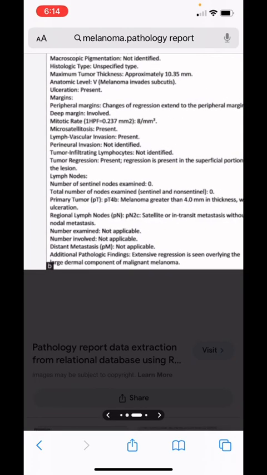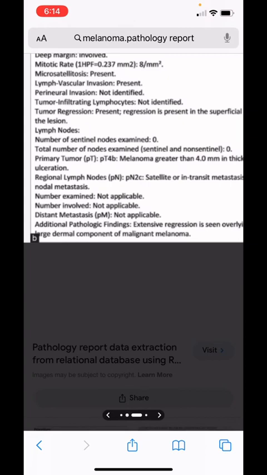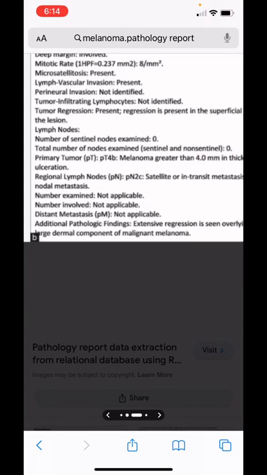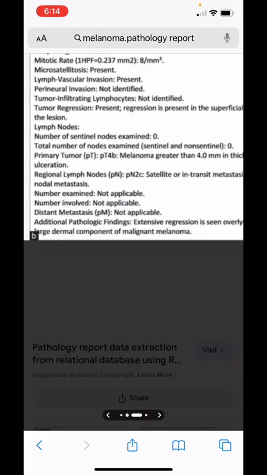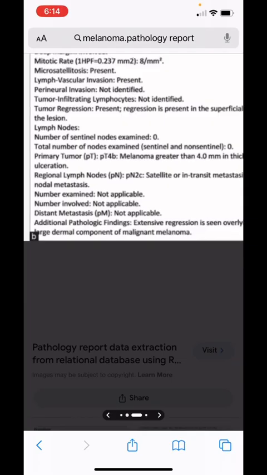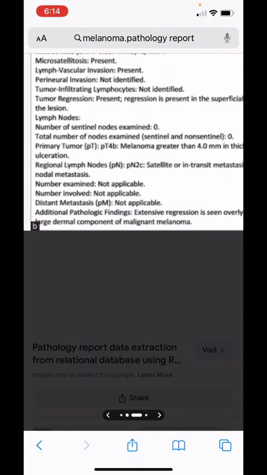It's important to read the mitotic rate. Of course, a melanoma that has a low mitotic rate, 1 or less, is different than a melanoma that has a high mitotic rate, more than 1, and in this case 8. As the mitotic number goes up, of course, the melanoma is more aggressive. Microsatellitosis is present. So immediately, that's a stage 3 melanoma. Okay, that's stage 3 melanoma.